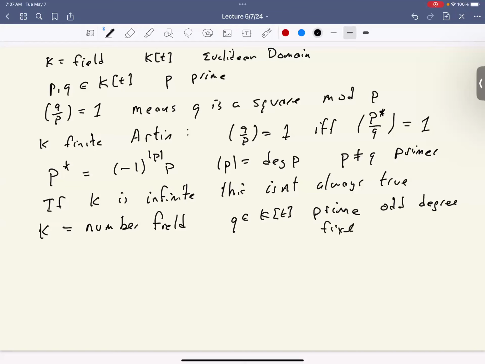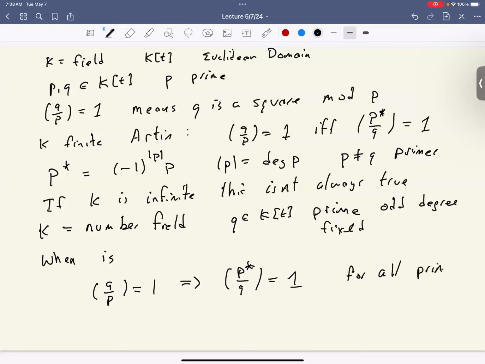And I want to characterize when it is true that you do have a sort of partial quadratic reciprocity. When is it true that Q over P being 1, so Q being a quadratic residue mod P, implies P star over Q is 1, so P star is a quadratic residue mod Q? I'm not saying if and only if, it's a one direction thing, but the hard part, or the content, is that this has to be true for all primes P not equal to Q.